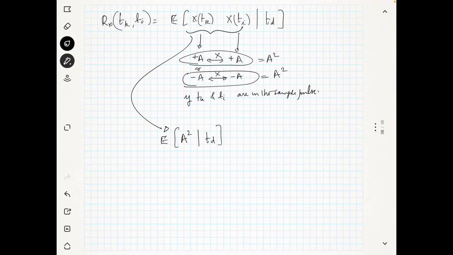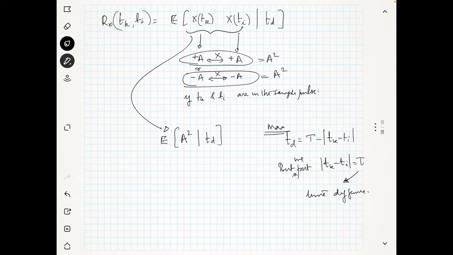And what is the condition for td? It has been given that the maximum limit for td is nothing but T minus tk minus ti. Okay, but we put tk minus ti as some tau. Okay, so that is the time difference tau. Okay, this is the time difference. So this is nothing but Rx of tk and ti, but you will be putting it as some time difference.